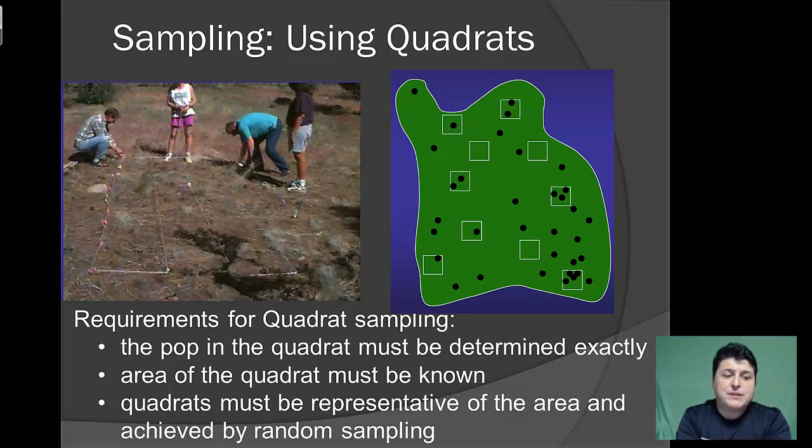Now, there are certain requirements for quadrat sampling. For example, the population in each quadrat must be determined exactly. Since this is supposed to be a representative sample, we need to make sure that we count all of the individuals in that quadrat. We need to make sure we know the exact area of the quadrat, since this is the relative area that we're going to scale up to match the whole area. The quadrats themselves must be representative of the area, and typically this can be achieved by random sampling, because inevitably some of the quadrats may have few individuals, while others may have an overrepresentation depending upon the distribution of that particular species.